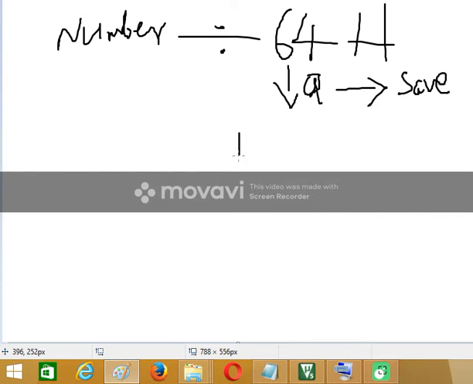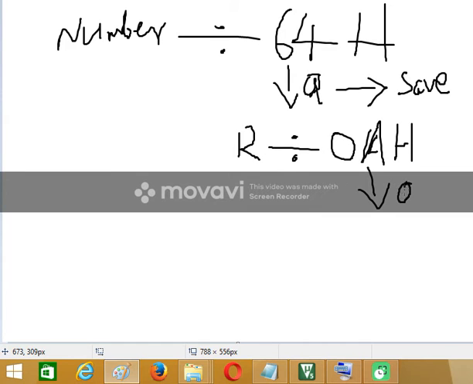Now you got the remainder, that is a combination of tens place and units place. Now you have to separate them. How will you separate the tens place? Divide by the hex equivalent of 10. That is nothing but 0AH. Divide by 0AH. You get the quotient in A, that is the tens place, and the remainder is the units place. So this is the tens place, this is the units or ones place.